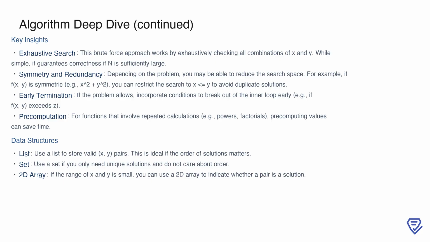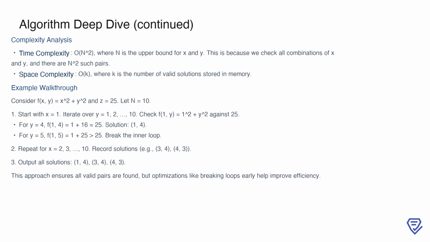Precomputation is another helpful technique, especially for functions involving repeated calculations like powers or factorials. By precomputing these values once, we can save significant computation time during the iterations. Finally, the choice of data structure can also impact performance. Using a list is ideal if the order of solutions matters, while a set is better if we need unique solutions without caring about order. For small ranges of x and y, a 2D array can even be used to directly map which pairs are valid solutions.